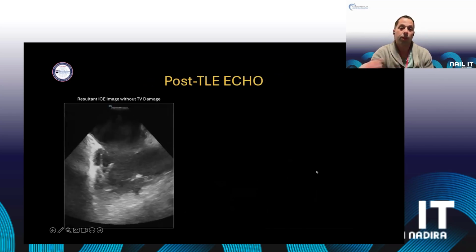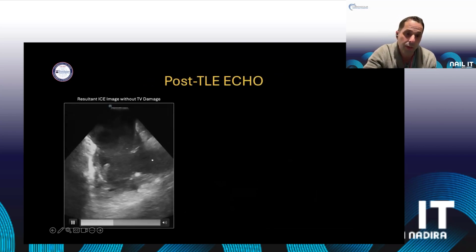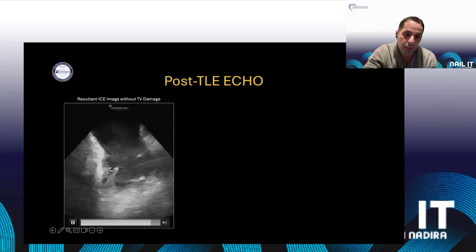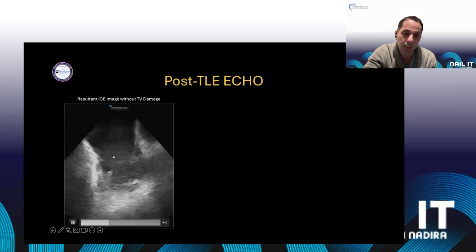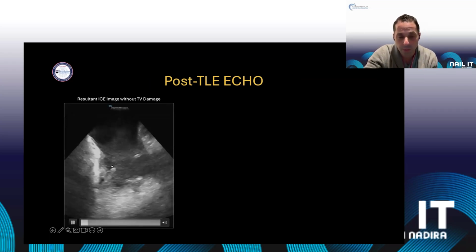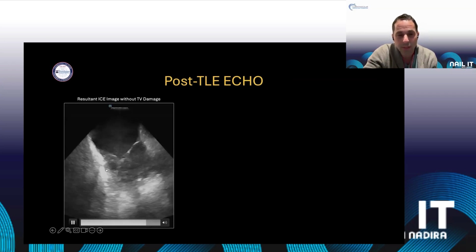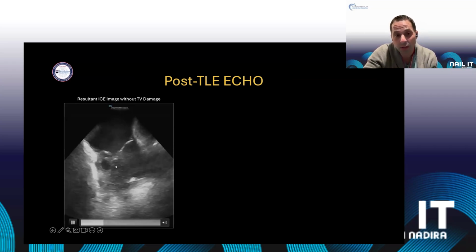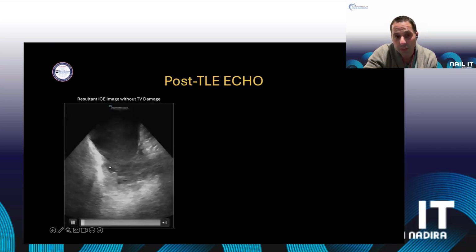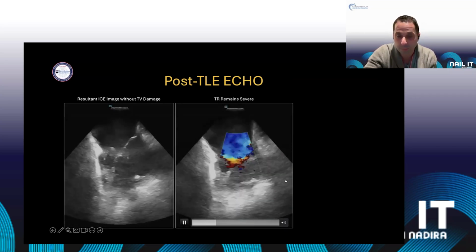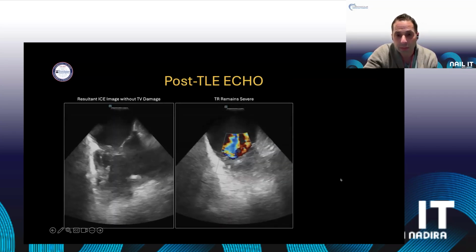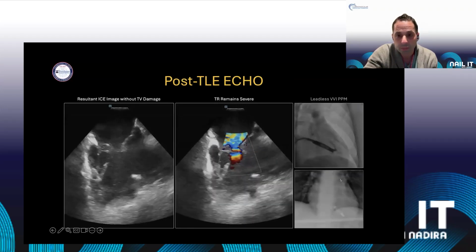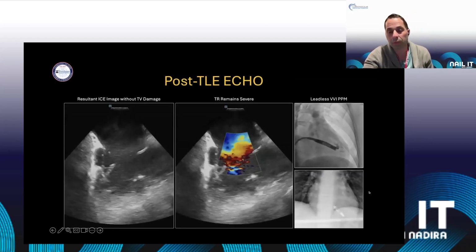Here we see there's no damage to the valve, but you can see all the casts, or some people call them ghosts, where the leads were. Not sure if this is one here, but frequently there's a lot of junk in the subvalvular apparatus: casts, ghosts, and just scar tissue, sometimes waving around a little bit. We couldn't care less as long as there's no flail leaflet or an avulsed papillary muscle. So the TR remains severe, and we placed a leadless pacemaker.